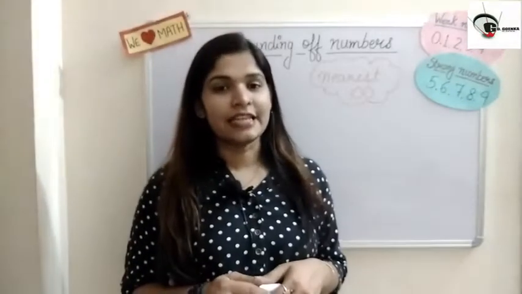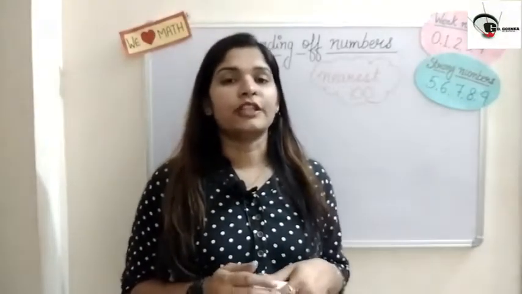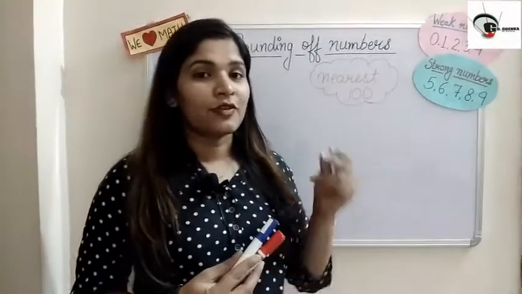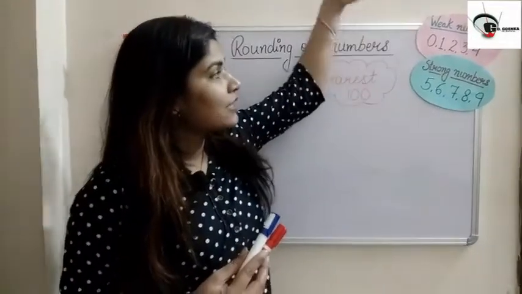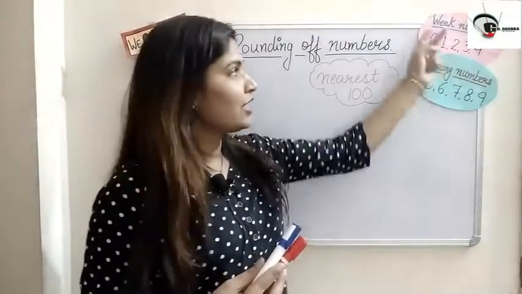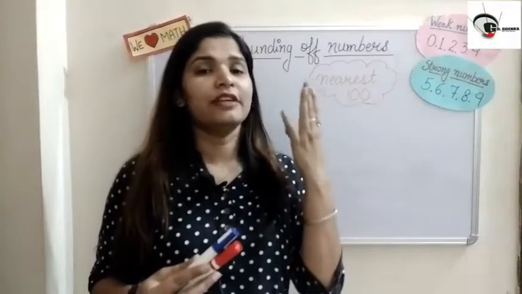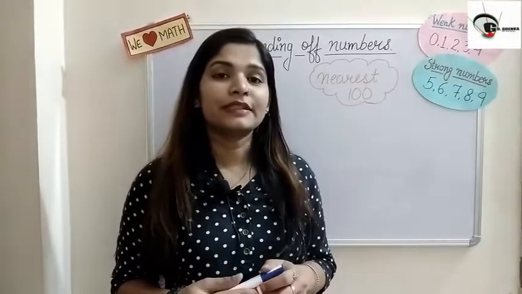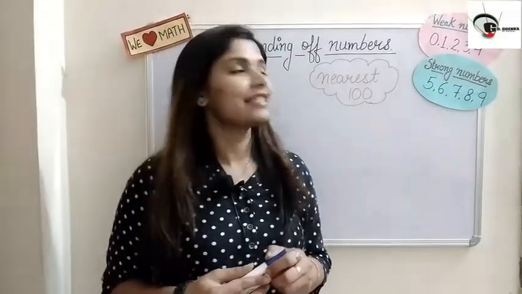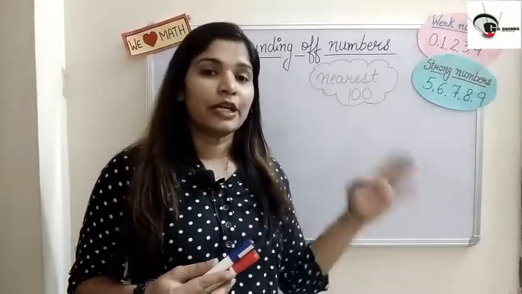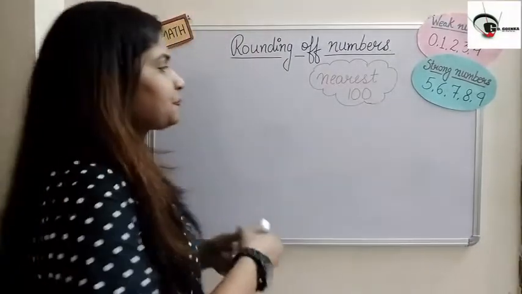Now let us see how to round off numbers to the nearest 100. For this, again let us revise quickly the weak numbers and the strong numbers. The weak numbers are 0, 1, 2, 3 and 4, and the strong numbers are 5, 6, 7, 8 and 9. Now let us see how it will be applicable.